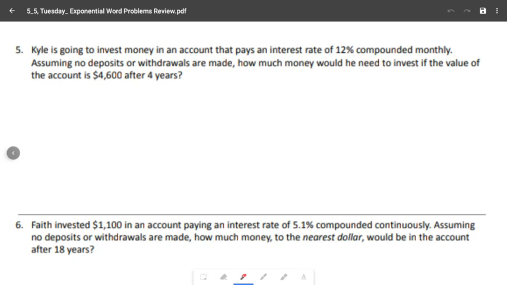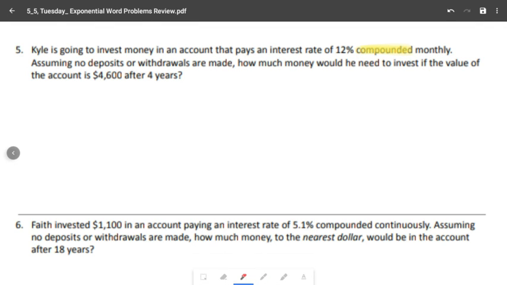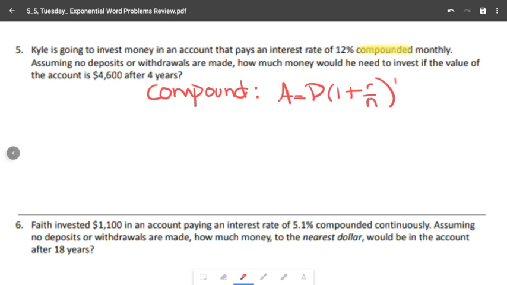So again, go through your checklist with your keywords. Is the word continuously in the problem? No, so I move to the second keyword. Is the word compound in the problem? It is. So we're using the second formula. Same one we just used. A equals P times 1 plus R divided by N to the N times T power.